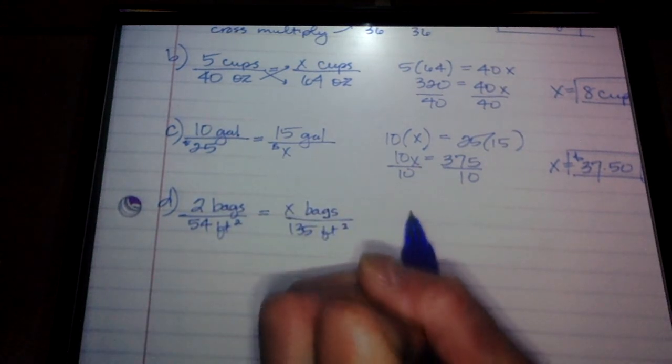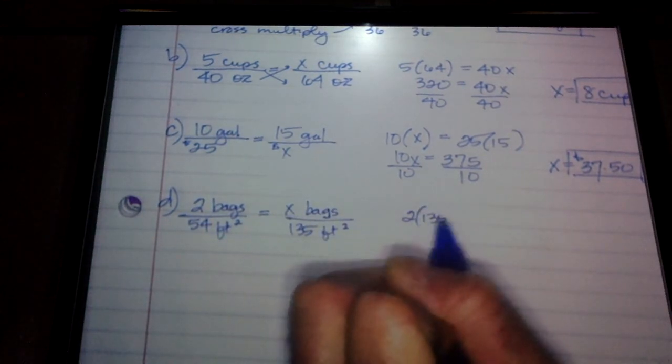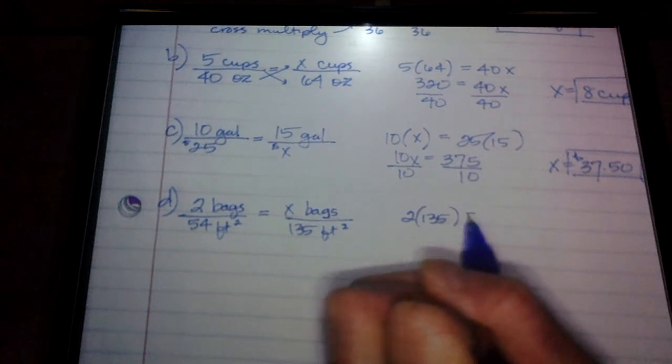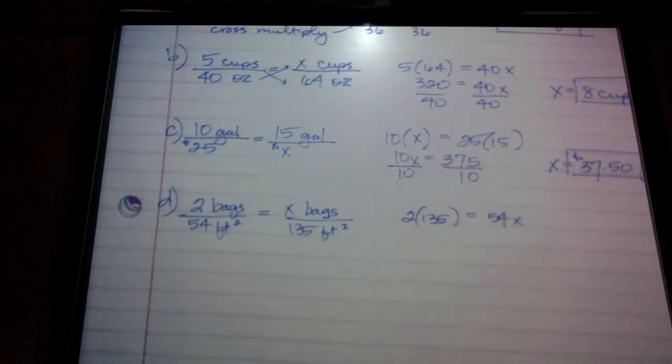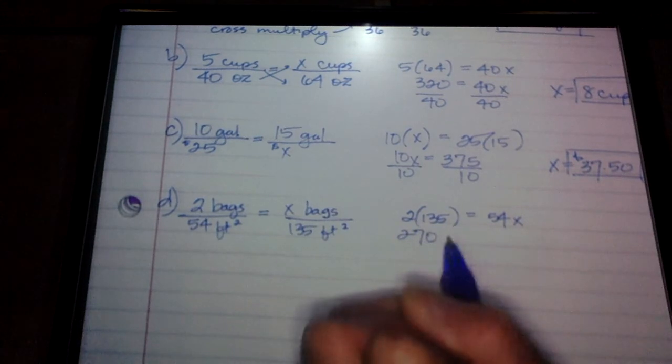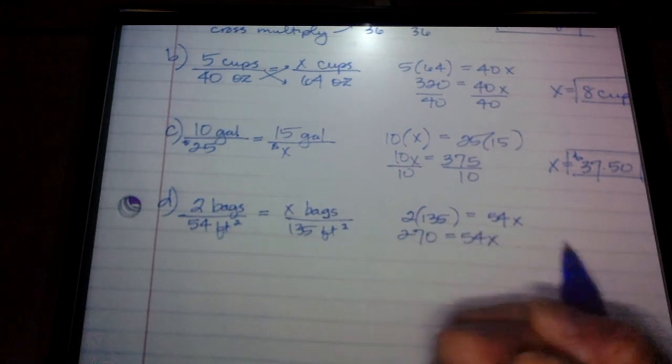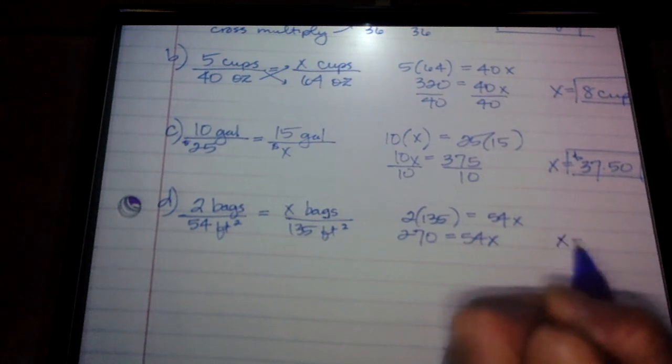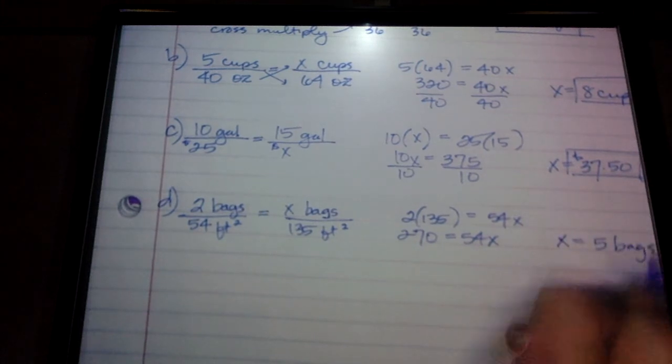So I'm going to cross multiply 2 times 135. Notice I don't involve the words. Equals 54 times x. 2 times 135 is 270 equals 54x. So if I divide, I get x equals 5 bags of dirt.